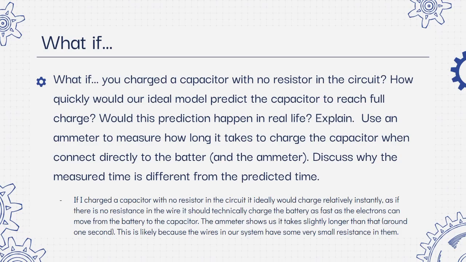If I charged a capacitor with no resistor in the circuit, ideally it would charge relatively instantly. There would be a small buffer because it would be as fast as the battery, or as fast as the electrons can move from the battery to the capacitor. So this is heavily dependent on the mobility of our wires. The ammeter and the wire have a small amount of resistance, so that's what actually gave us our little 1 second time, due to the very small resistance in these wires, that didn't allow the electrons to fully flow through as fast as they physically can.